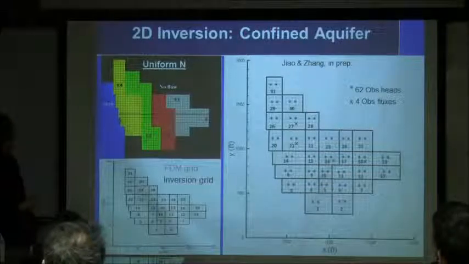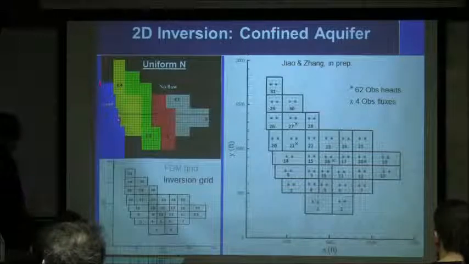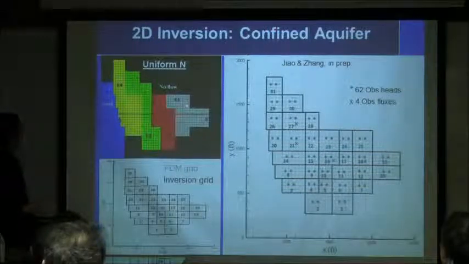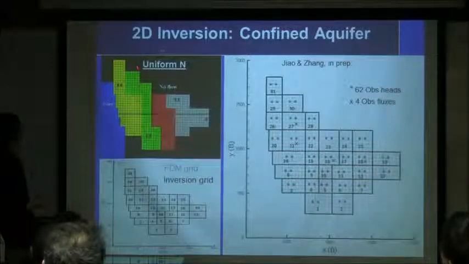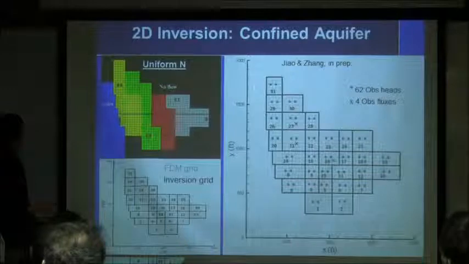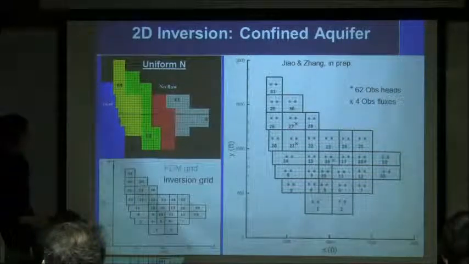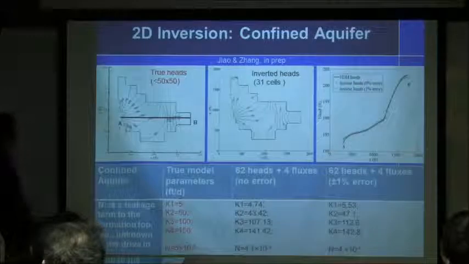Recently, we worked on 2D inversion. This is a problem with, again, 4 different K1, K2, K3, K4 zones, and it's a confined aquifer with a single uniform N. So that's a finite difference grid. That's an inversion grid. These are the measured heads. Those are measured fluxes. And again, we have very good results.